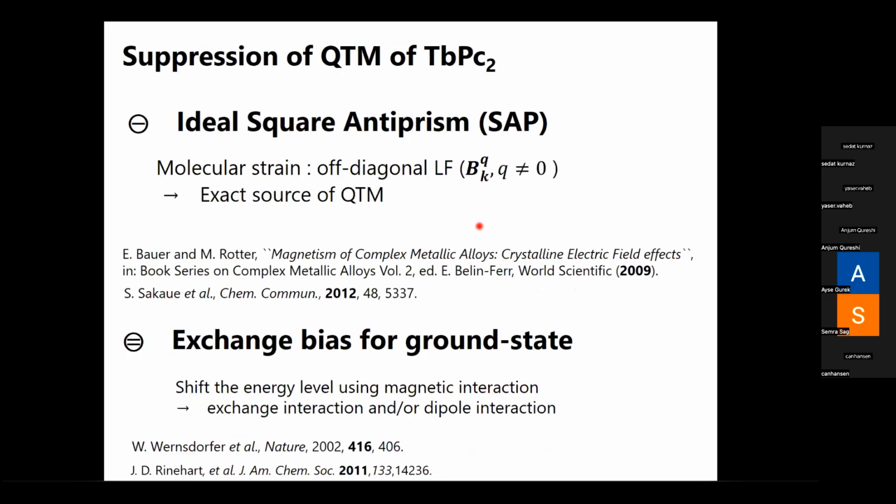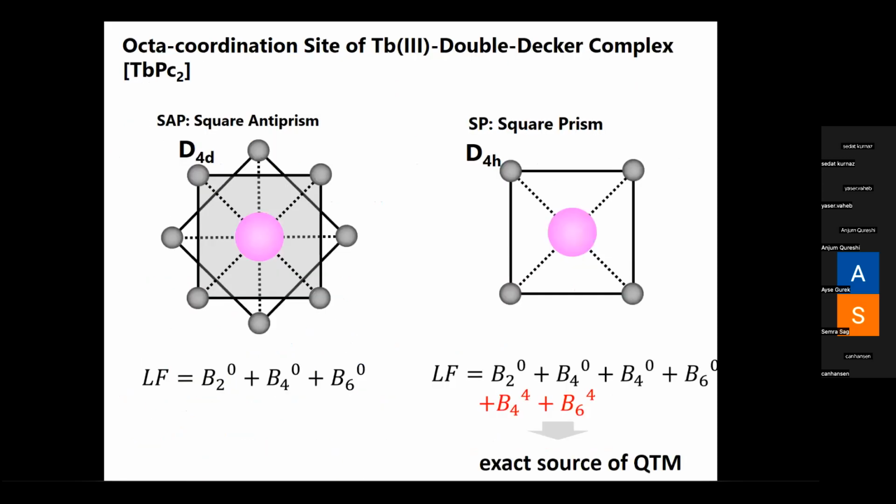So for the double-decker complex, there are two important things: an ideal square antiprism, and also exchange bias for the ground state. So this means that the upper Pc and lower Pc are not distorted. Then the square prism, D4h, the ligand field includes B44 and B64. B44 and B64 are the exact source of the quantum tunneling mechanism. But if the upper Pc and lower Pc are distorted by 45 degrees, D4d, in this case B44 and B64 disappear. So this suppresses the quantum tunneling.